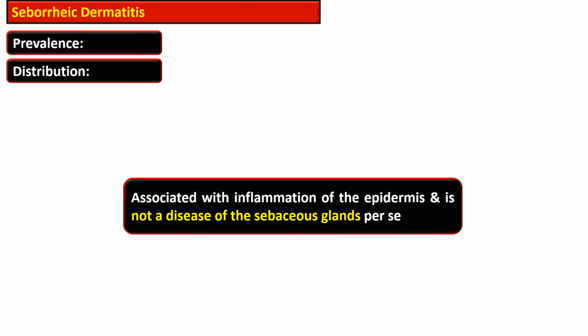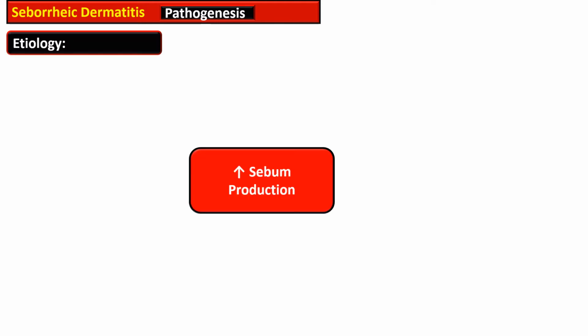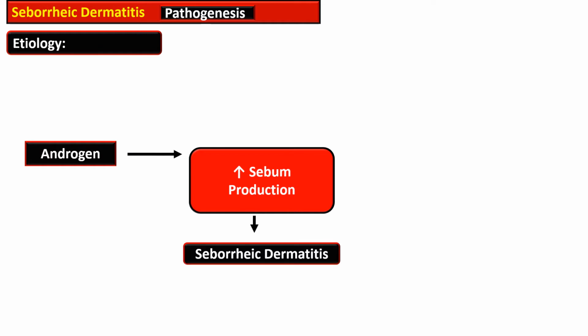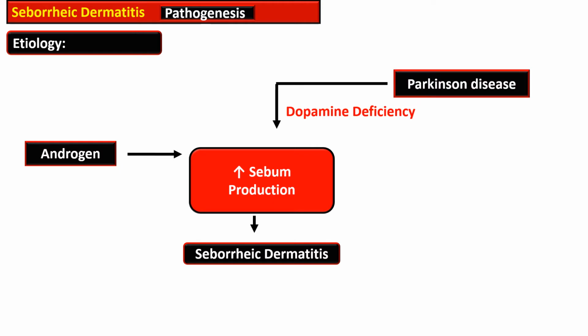Despite its association with the sebaceous gland, it is not a disease of the sebaceous gland itself. It is associated with inflammation of the epidermis. The exact pathogenesis of seborrheic dermatitis is unknown. However, increased sebum production as a result of increased androgen is related to seborrheic dermatitis, and it is one of the suggested pathogeneses.